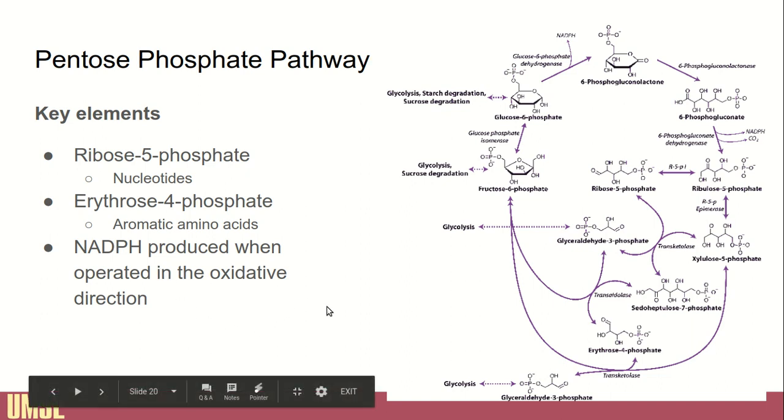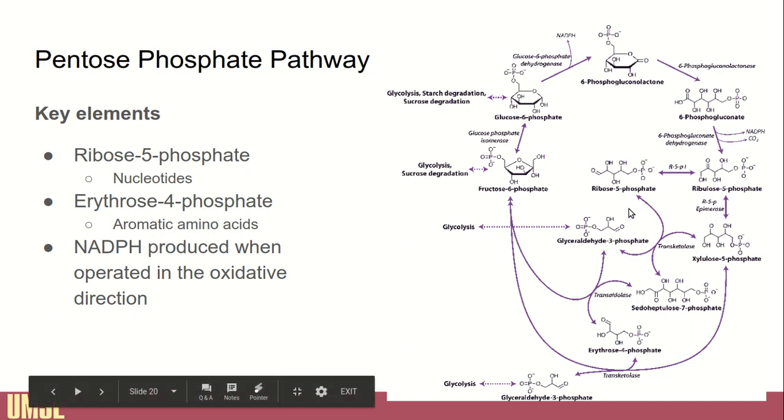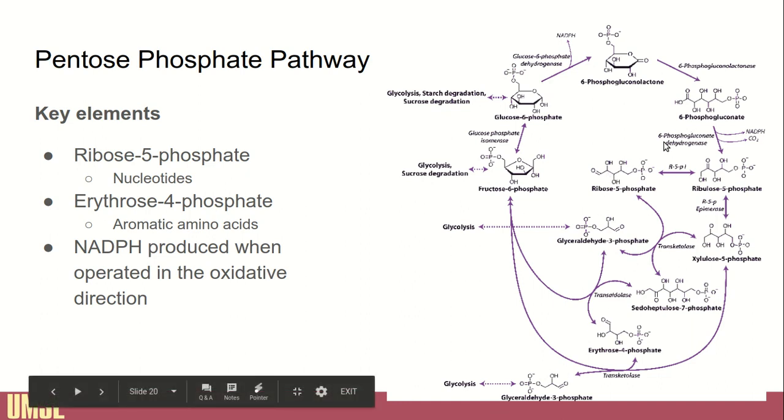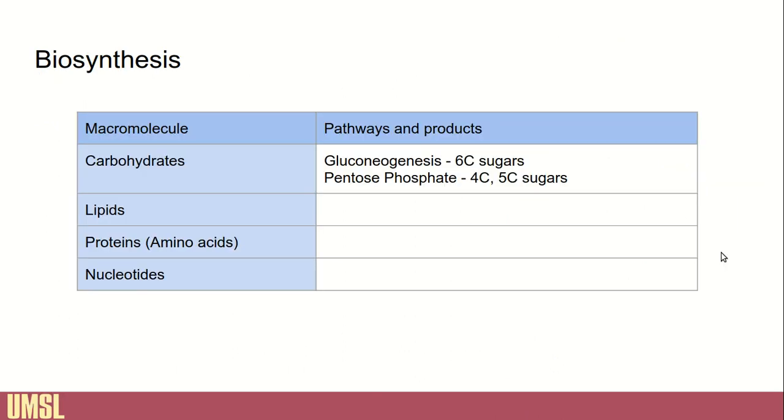But importantly, during gluconeogenesis, this pathway can operate just as well backwards as it does forwards. Okay? So if we're moving from pyruvate and we need to make ribulose 5-phosphate to make the carbohydrate backbone for DNA and RNA, essentially this pathway will run backwards and produce those intermediates. So if we're wanting to make carbohydrates, the biosynthetic pathways we need are gluconeogenesis to produce 6-carbon sugars, and the pentose phosphate pathway to produce 4 and 5-carbon sugars.